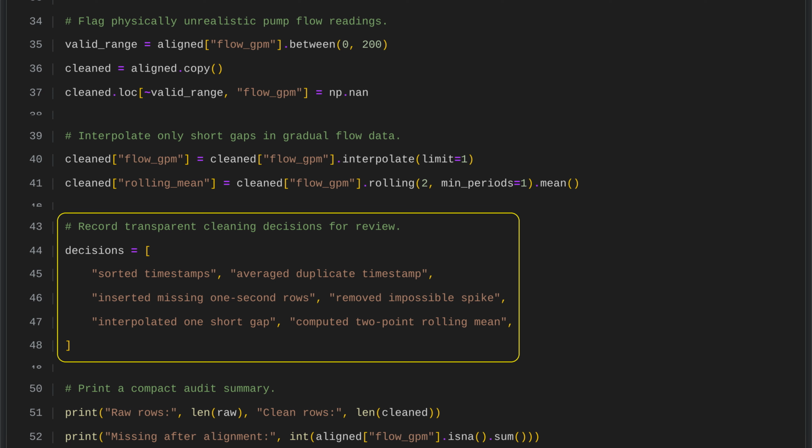A decisions list is used to record the main data cleaning actions, such as sorting timestamps, handling duplicates, filling missing 1-second intervals, removing impossible spikes, interpolating short gaps, and applying a small rolling mean. This creates a clear audit trail, so each cleaning choice is transparent and easy to review later.